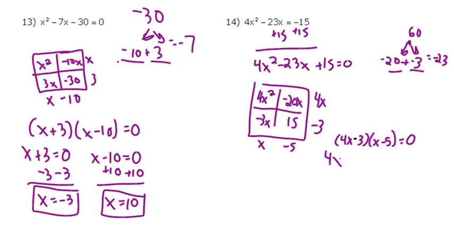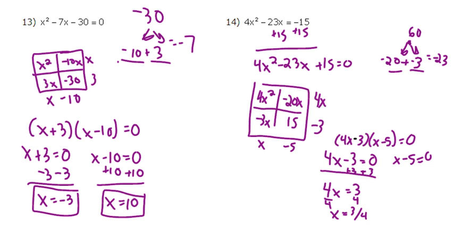So I set both of my factors equal to 0, and I solve. Here I have to add 3 first, and then divide by 4. So I get x equals 3/4. This one I just have to add 5. So I get x equals 5.